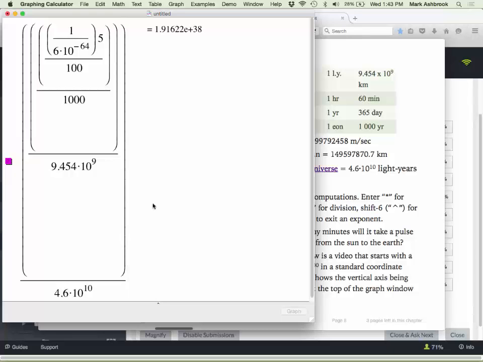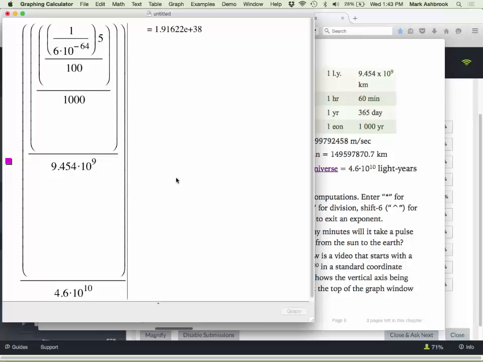Other questions? Follow-up questions on this one, number 2. Yeah. I said that on your screen, maybe it was 5 centimeters. You were supposed to measure on your screen the distance from 0 to 6 times 10 to the minus 64th, and then do it based on that. So everyone could have a different final answer. Yeah. Other questions?